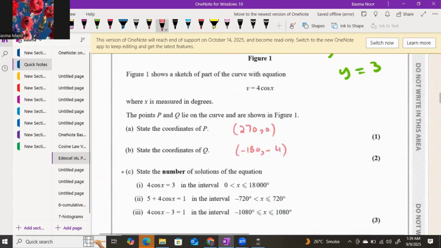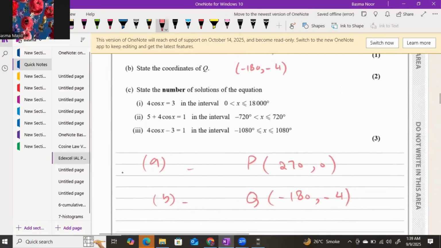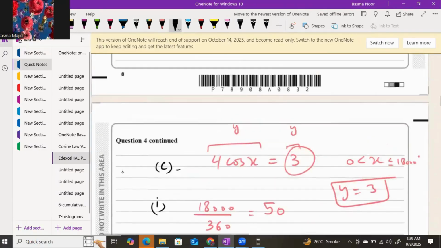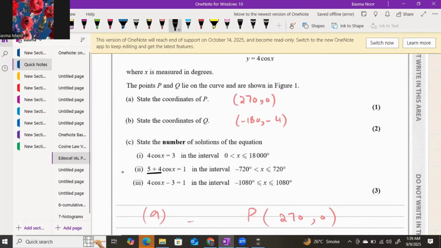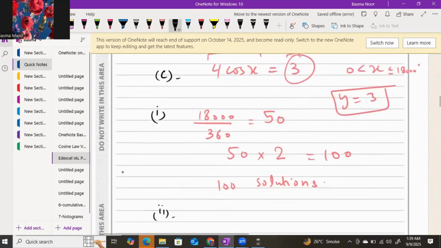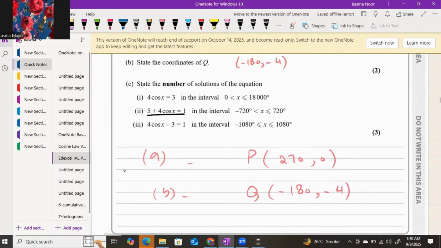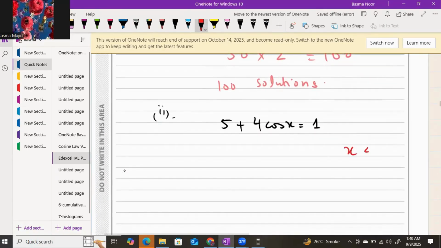This was part 1, and now we do part 2. Part 2 is 5 plus 4 cos of x equals 1. We have to find the number of solutions again. The range for x values is: x is greater than negative 720 degrees and less than or equal to positive 720 degrees. This is the range we have to follow.